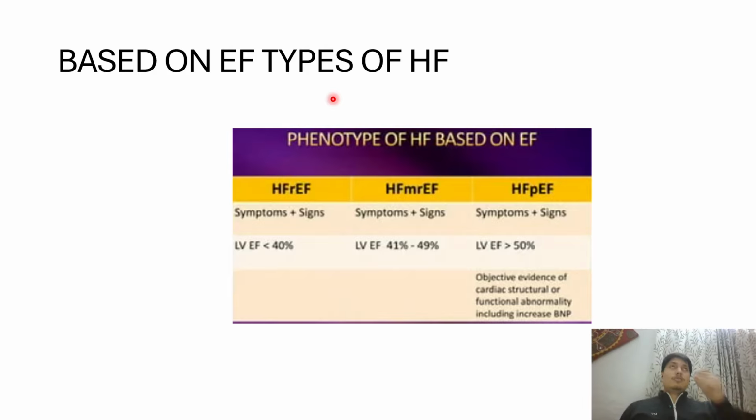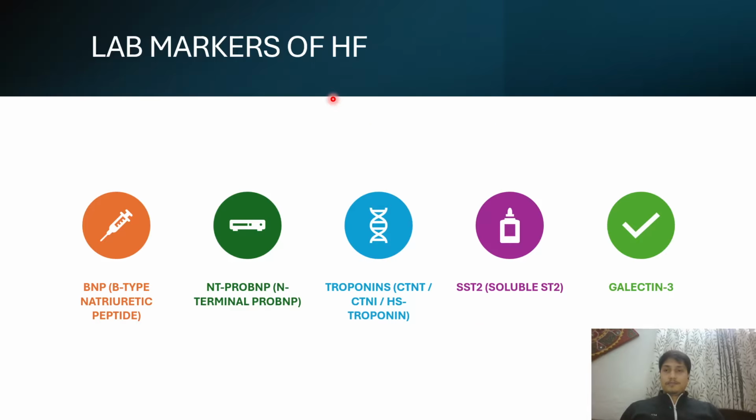In patients who are having HFpEF, the patient will have signs and symptoms, but the ejection fraction will be more than 50%. How can we then say it is heart failure? We will see that there is an increase in cardiac markers such as BNP. Also, HFrEF is ejection fraction less than 40, 40 to 50 is HFmrEF, and HFpEF is more than 50.